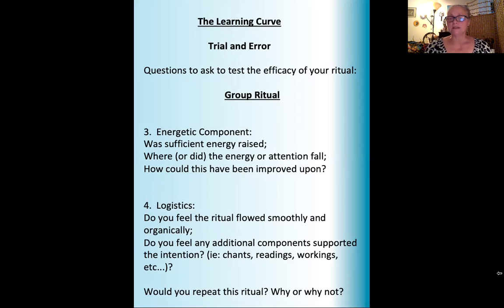And then the logistics. Do you feel the ritual flowed smoothly and organically? Do you feel any additional components supported the intention? So the logistics of it, literally the way you plan things out, the structure that you gave it: was it awkward? Were there a lot of awkward moments? Or do you feel that things were written in a way that they just organically flowed one to the other?